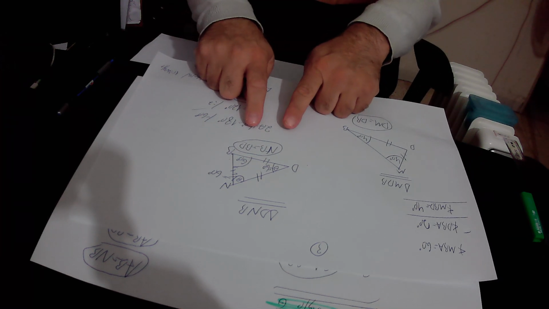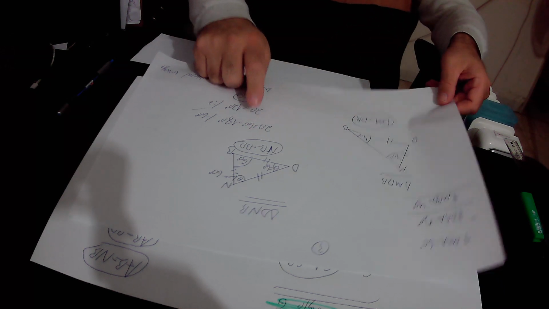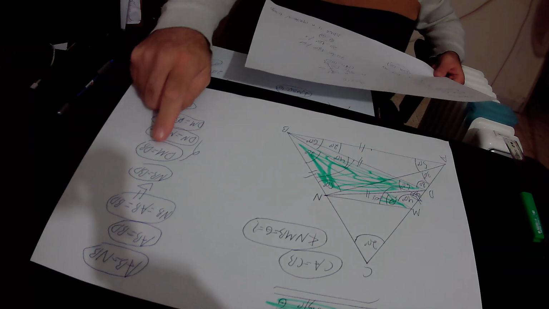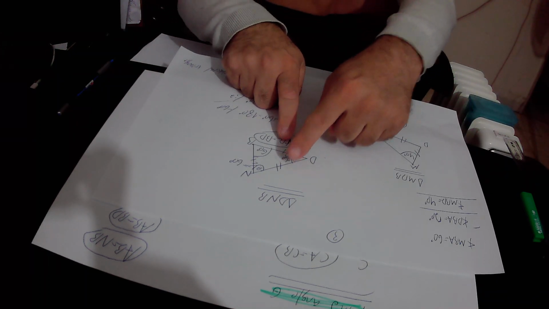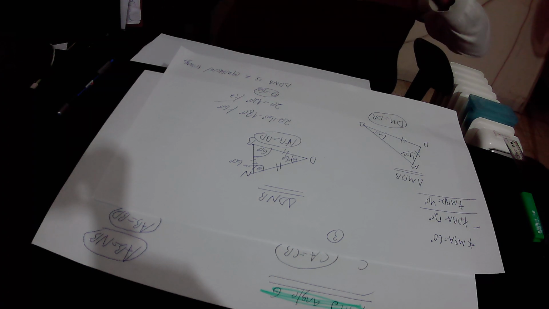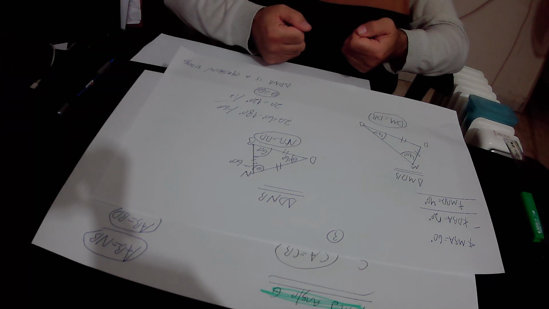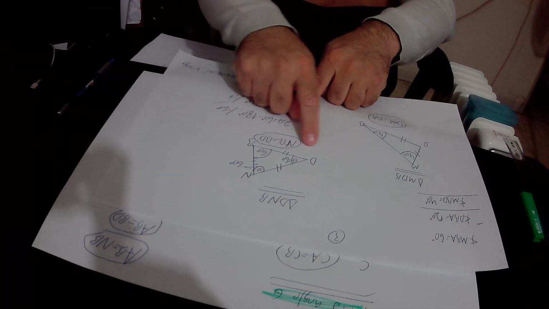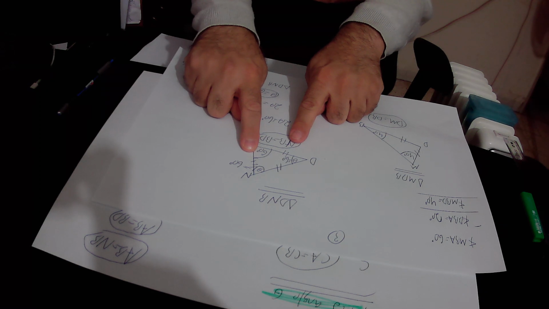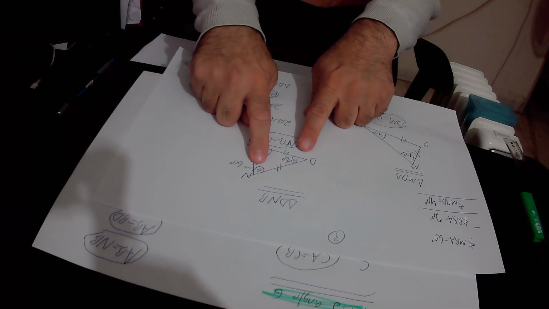We already found out that NB equals BD. So those two sides are equal to each other. Again, according to the rule that in front of equal sides in the triangle there are equal angles, those two angles in front of those two equal sides must also be equal to each other.